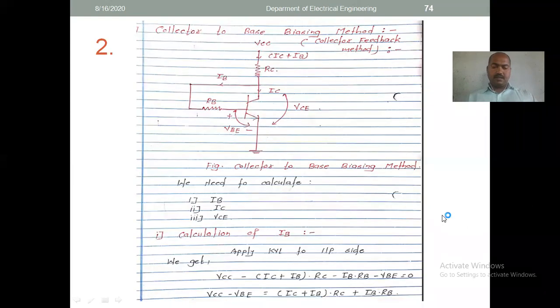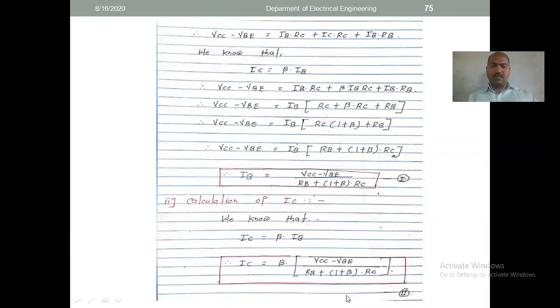Now see, this is VCC minus VB, and (IC plus IB) into RC. See, these two things multiply by this, right? So it is VCC minus VB which is equal to IC into RC, IB into RC. See, IB into RC, IC into RC, IB into RB as it is, right?